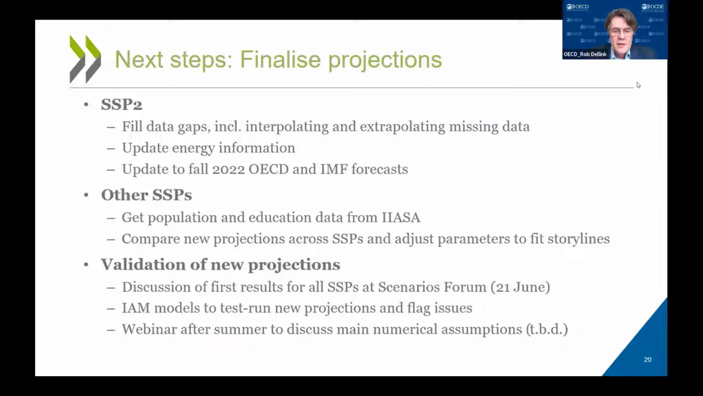And potentially, we're still discussing that, we could bring that all together in a webinar sometime in the fall to have a discussion with major users about what are the major changes that we need to make in our numerical assumptions before we finalize these projections.